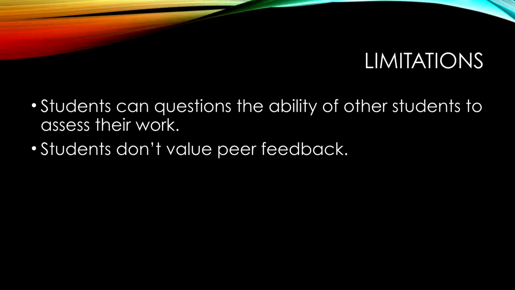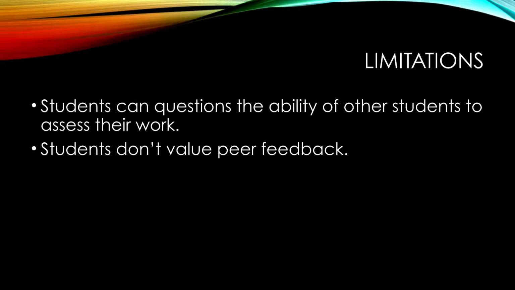So this slide talks about the limitations. I have two limitations listed. The first limitation is students can question the ability of other students to assess their work. So the students may feel, hey, I'm in second grade, you're in second grade, so why should you be grading my paper? What do you know? Like, how will you really know that I got the problem wrong? So that might cause some confusion in the classroom because there wouldn't be a trust factor there for a peer to grade another peer's paper.